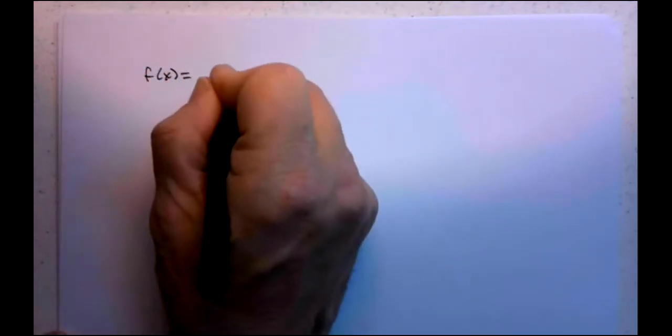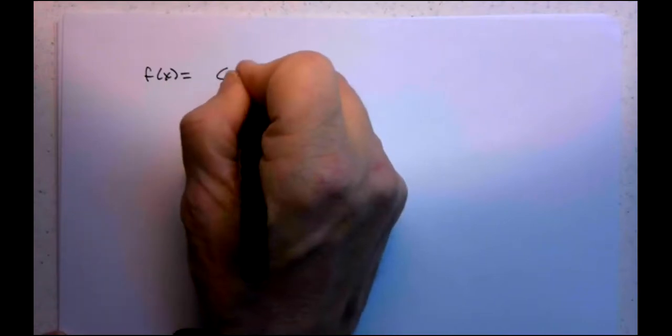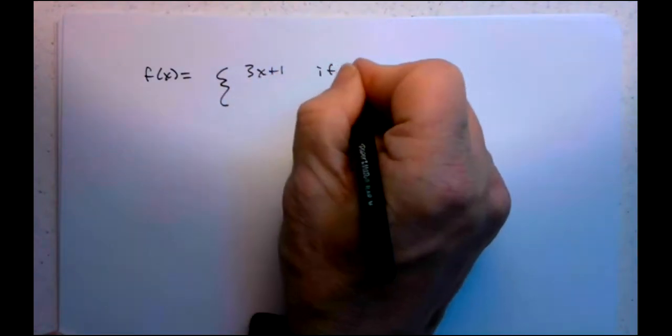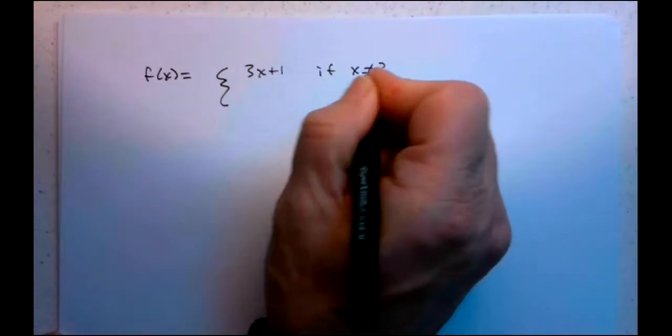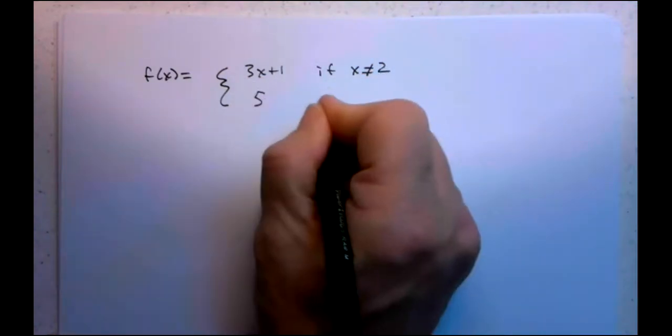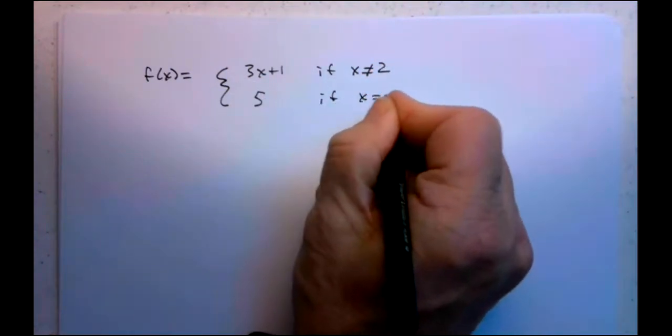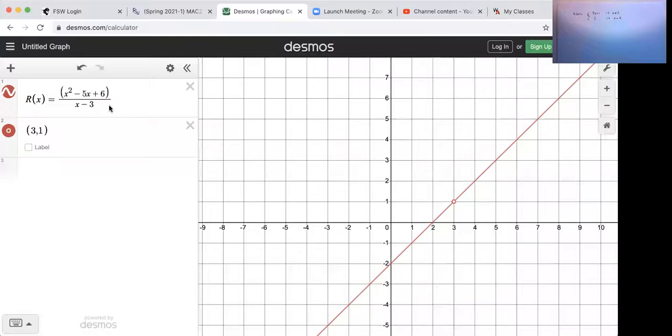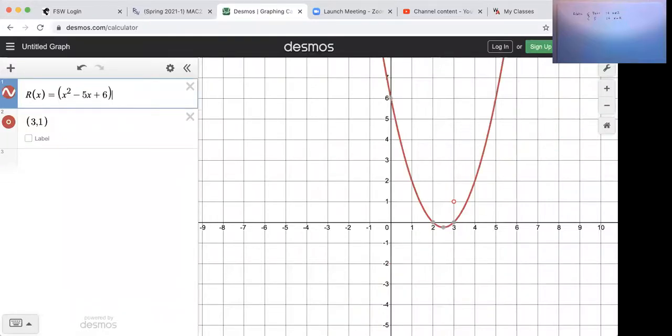F of x is 3x plus 1 if x doesn't equal 2, and it equals 5 if x equals 2. So looking at that graph, we'll try to do it on Desmos. I don't think Desmos can handle the not equal. We'll try it.